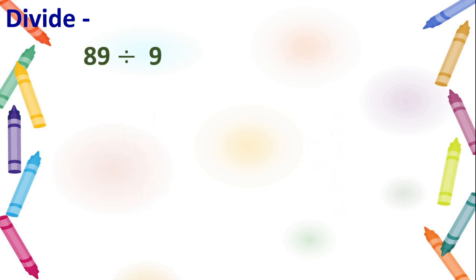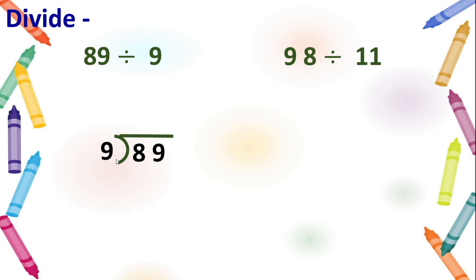Now here 89 divided by 9. Come on, you try first. You pause the video and check the answer with my answer. Okay. Here 89 is nothing but the dividend, so we will write 89 here divided by 9. Right? Now the 9 table we have to write.